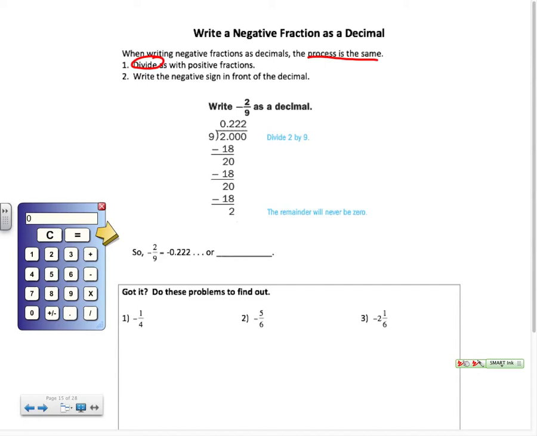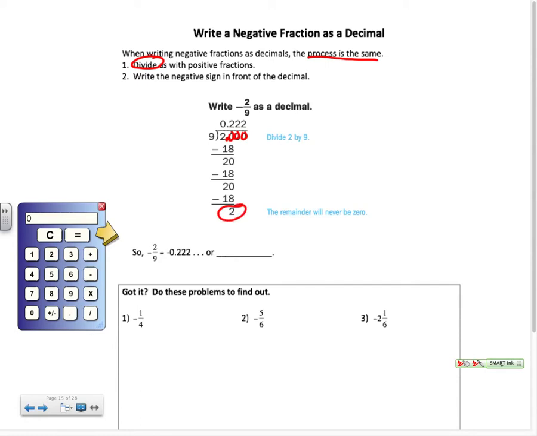This means 2 divided by 9. 2 goes on the inside, 9 goes on the outside. You add that decimal point and you annex zeros and you divide like you typically would. 9 goes into 22 times. 9 times 2 is 18. And we keep going through the same process. You're going to notice you're never going to get a remainder of 0.